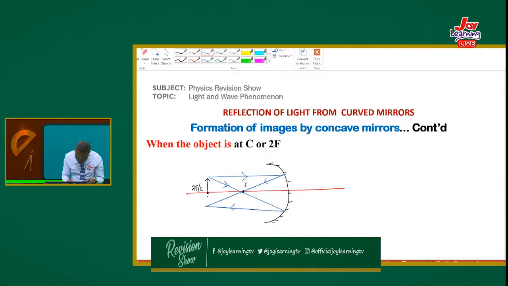And this is where they are meeting. And where they meet, I'm going to find my image there. This is the image I. Now, if you take a careful look at this diagram, the object and the image are at the same place. So the object is at 2F or C, and the image too is at C, the same place. You can look at the image characteristics.